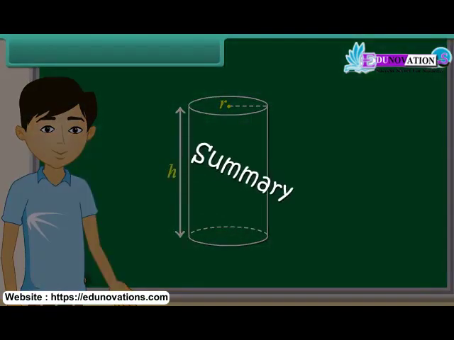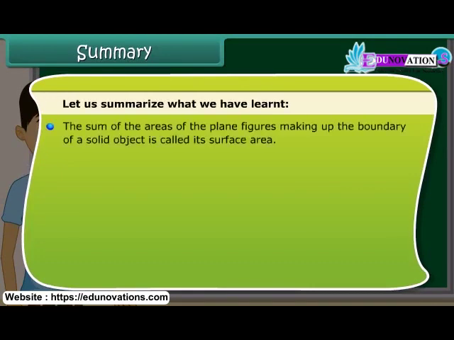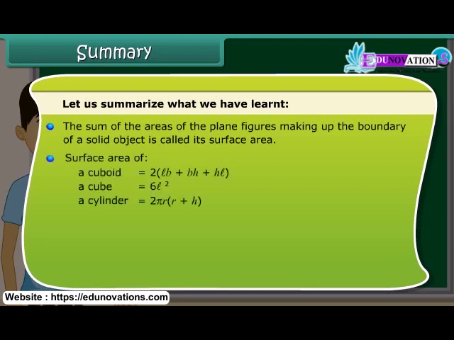Summary. Let us summarize what we have learned. The sum of the areas of the plane figures making up the boundary of a solid object is called its surface area. Surface area of a cuboid is equal to 2(LB + BH + HL). Surface area of a cube is equal to 6L². Surface area of a cylinder is equal to 2πR(R + H).